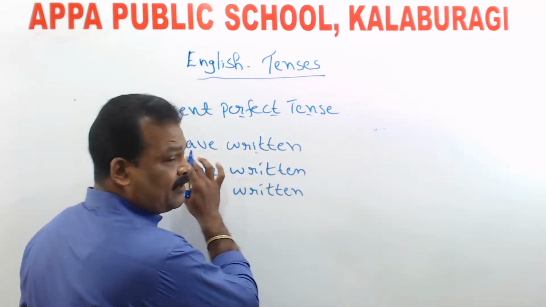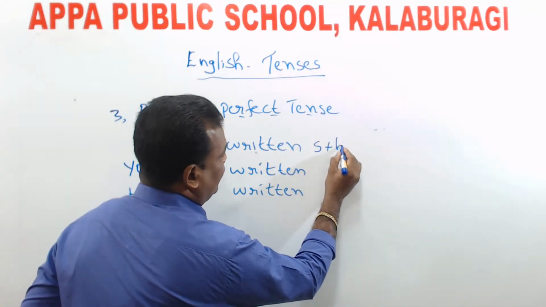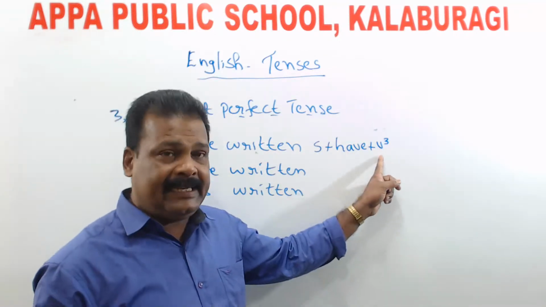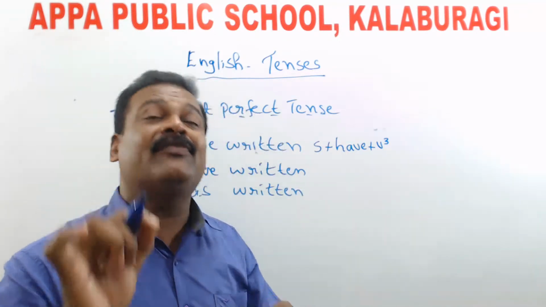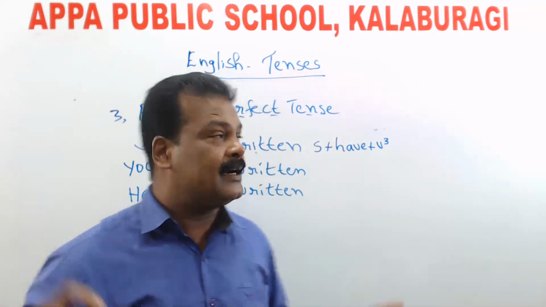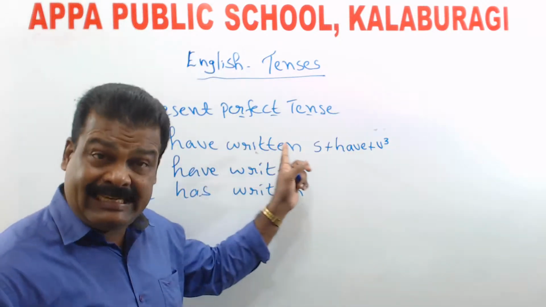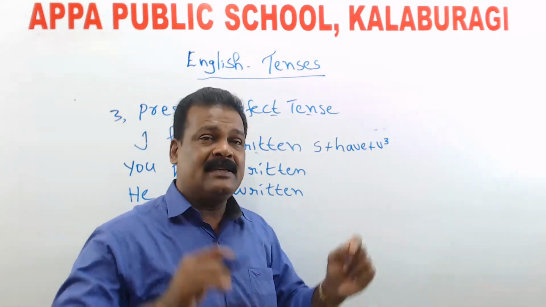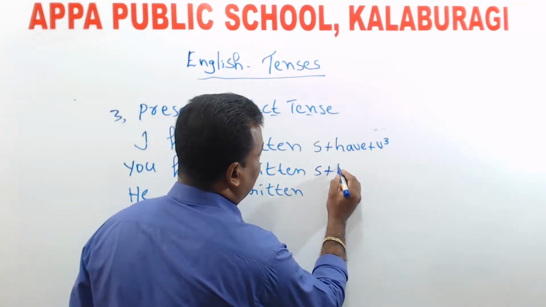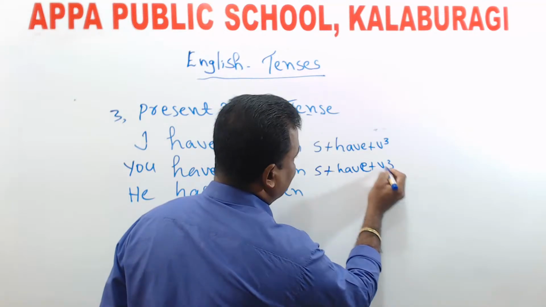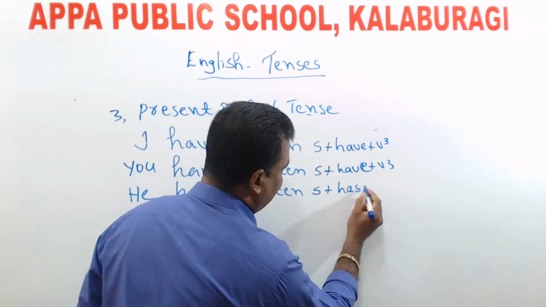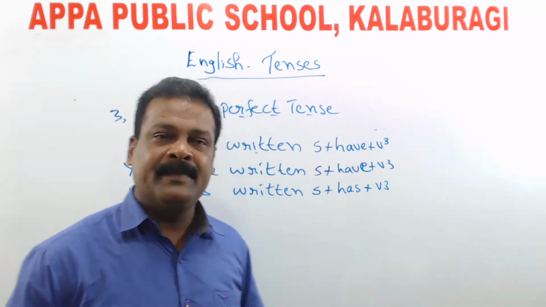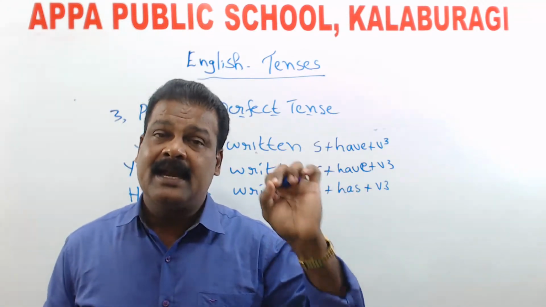Now let's come to the formula. Let us find out the formula. Subject plus have plus what is written? V3. When I write here V3, you should write the third form of the verb. If it is speak, spoken. I have spoken. I have eaten. I have written. Understood? So always remember when I write V3 it means verb third form. Here also subject plus have plus V3. Third one, subject plus has plus V3. You get present perfect tense. Got it? See, I write, I am writing, I have written.